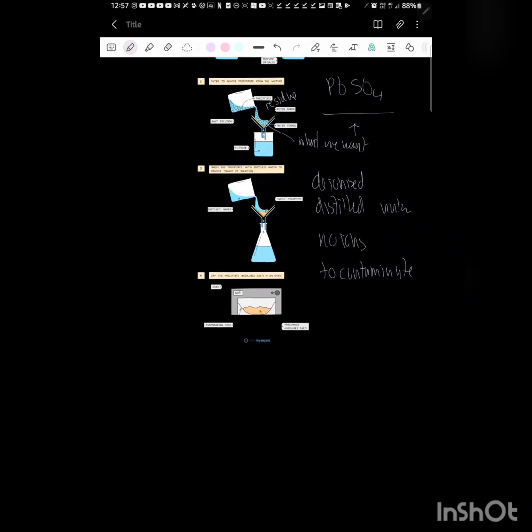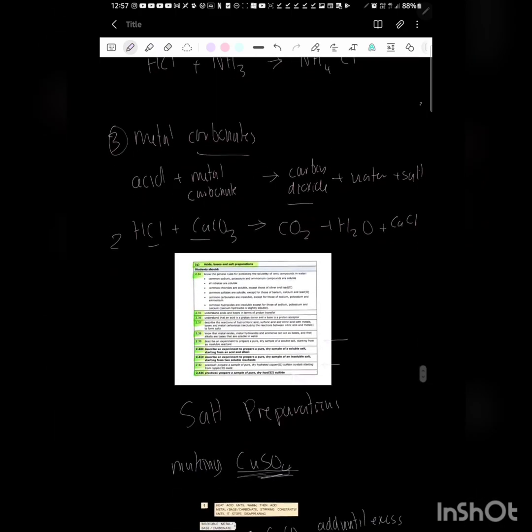But they're wet, and we don't want them to be wet, we want them to be dry. And the way we're going to dry them is put them in a desiccator or pat them dry with filter paper. And that's basically all you need to know for this whole unit.